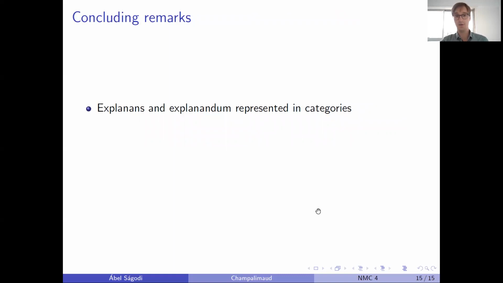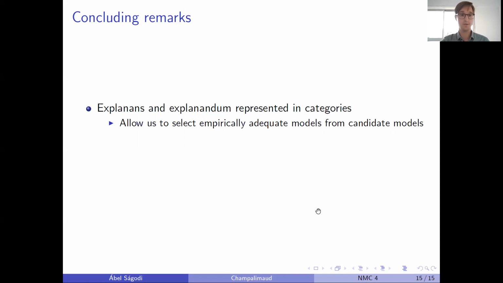So finally, we can consider explanans and explanandum represented in these categories, which allows us to select empirically adequate models. And this construct allows us to identify explanations of temporal dynamical systems.